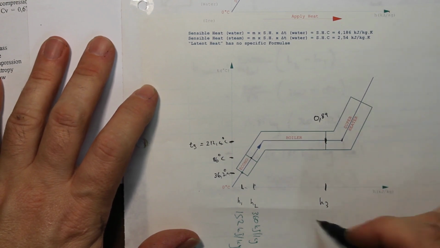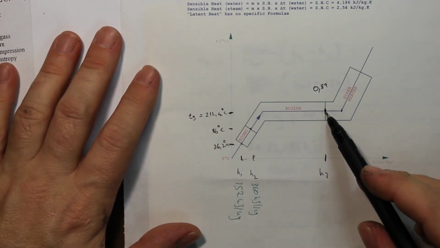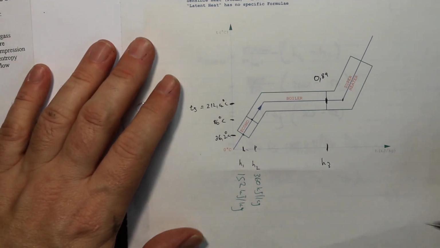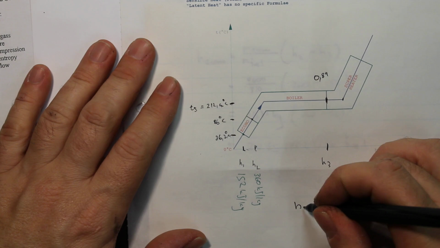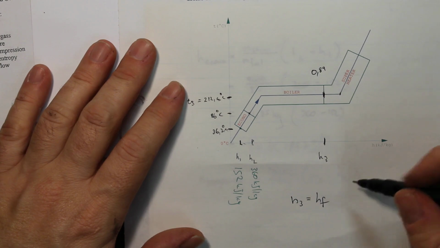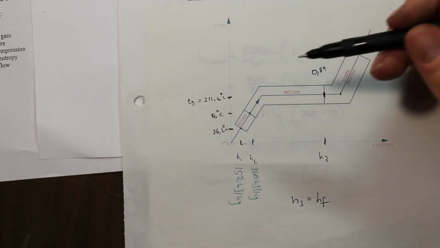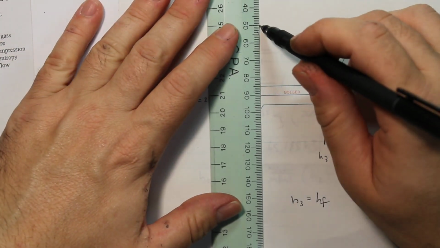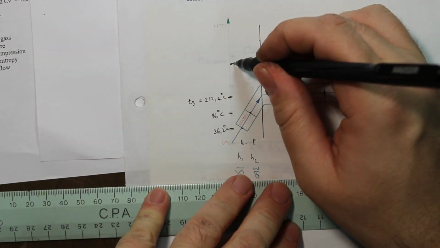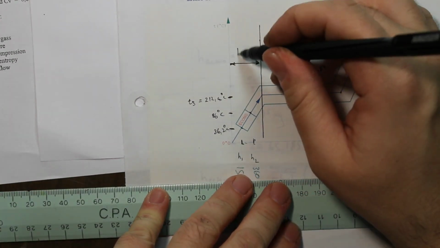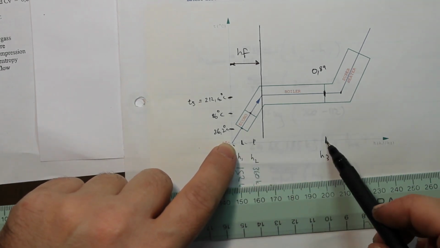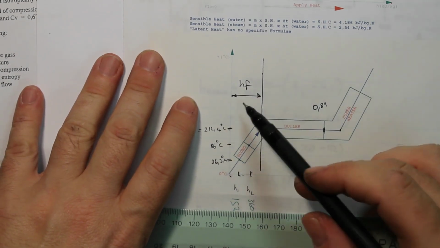But how much? What is this value? Obviously we can't read that value off the steam table, so we have to work out what it is. So how do we do that? H3 equals HF. And why HF? Because this portion over here is the fluid. That's HF, there's the fluid, because we need to go from this point to that point here. So that's the fluid part.